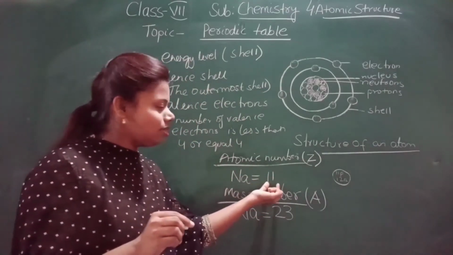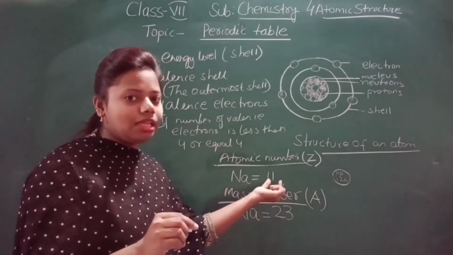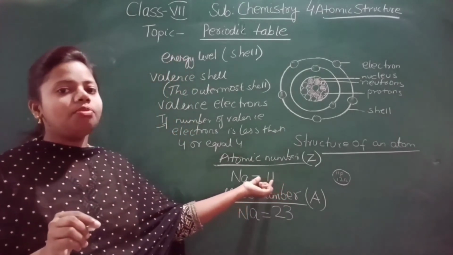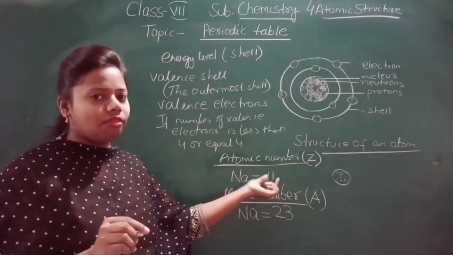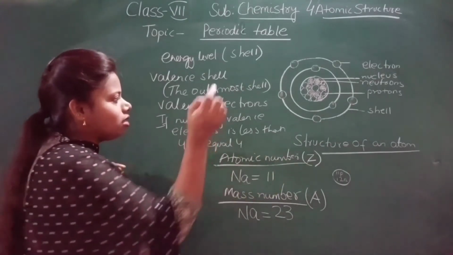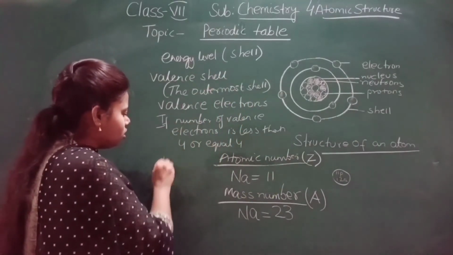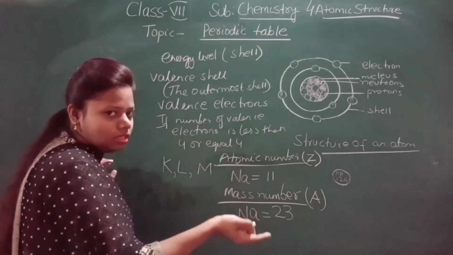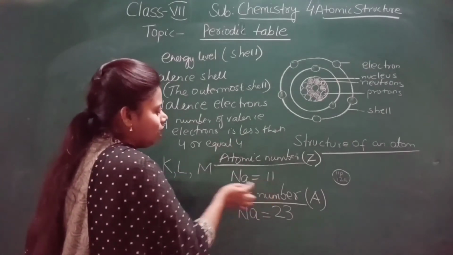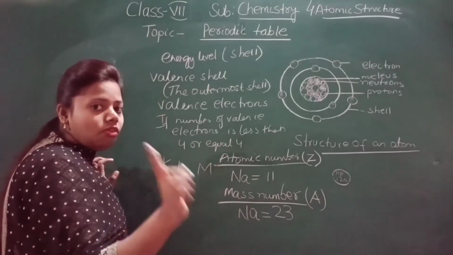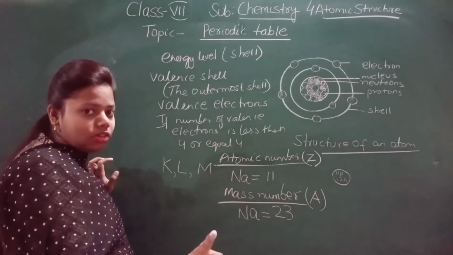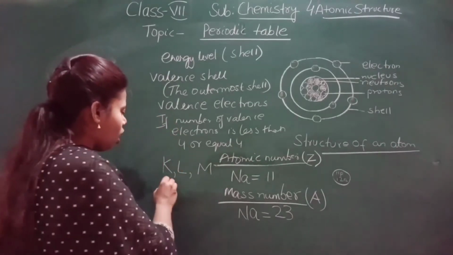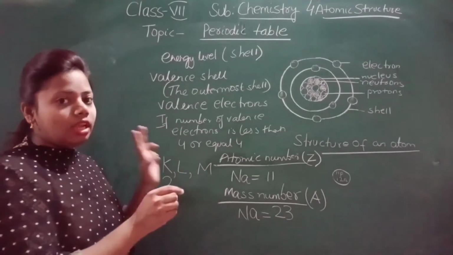Now I am going to arrange this and make the electronic configuration of sodium. The atomic number is 11. Before making that, I told you about the shells: K shell, L shell, M shell, and more. Always keep in mind when you make the electronic configuration, in the first shell there should be 2 electrons.